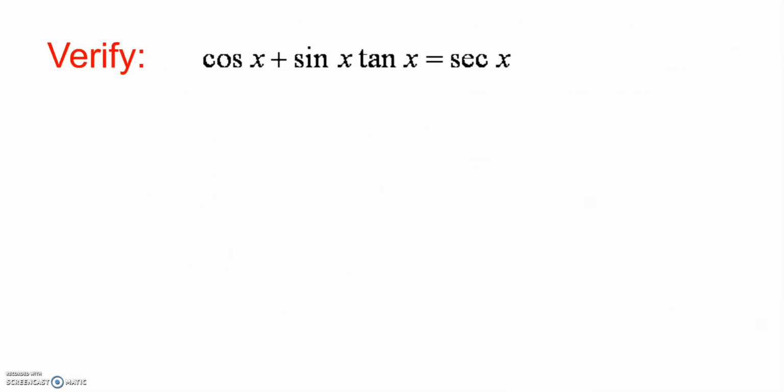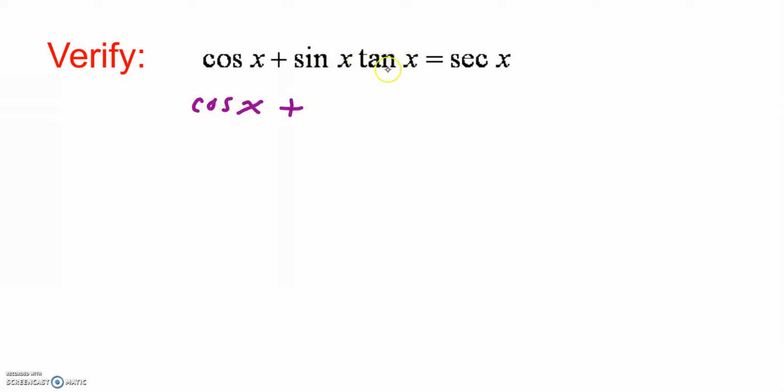Here's another one to verify. My suggestion again, common is the left side, not always though. We want to try to get this side to become secant of x. So let's see what we can do. Cosine is being added and it's all by its lonesome, so I'm going to leave that first because there's nothing I can do to that yet.